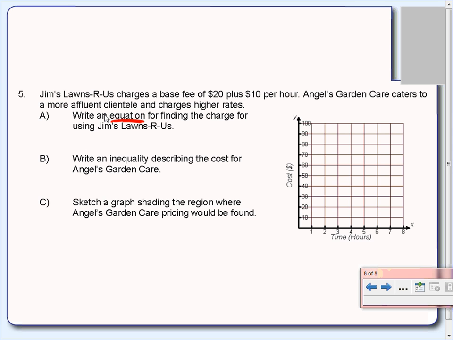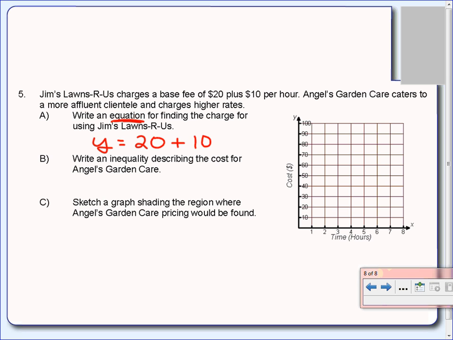All right, so we're going to write an equation. We're going to use Y to represent his total charge. How exactly do we find his total charge? Well, there's a couple of things here. First of all, he charges a $20 base fee. No matter what, no matter how long he works, he's going to charge you $20. But on top of that $20, he's also going to charge you an extra $10 per hour.